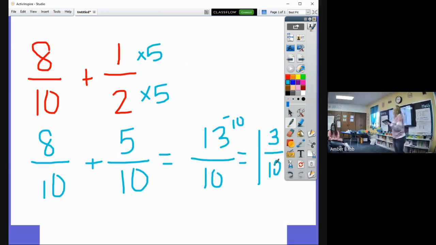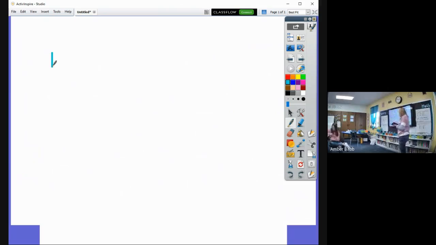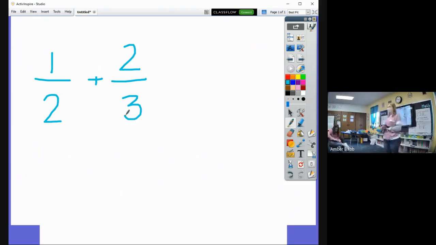All right. I'm kind of going fast. I'm a little worried I might be going too fast for some. So let me go a bit slower on this next one, okay? For number 4, 1/2 plus 2/3. What do we want our denominator to be? What is a common denominator that we can use, Parker?